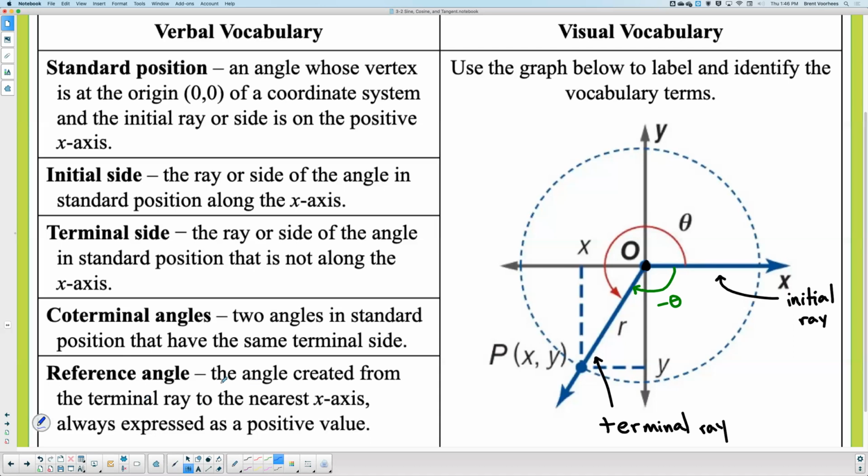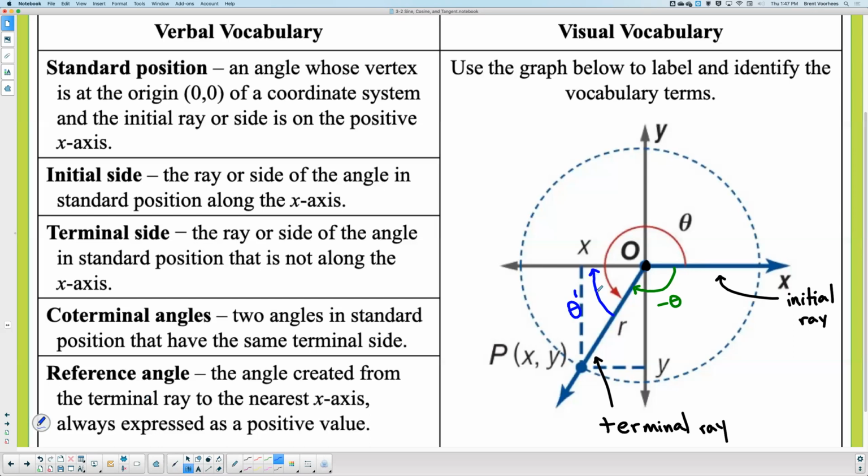A reference angle is the angle from the terminal ray to the nearest x-axis. So for example here, you see how this terminal ray is right there? The reference angle is the angle that goes to the closest x-axis, which here would be the negative x-axis. And they're going to use the symbol of a theta with an apostrophe like that.